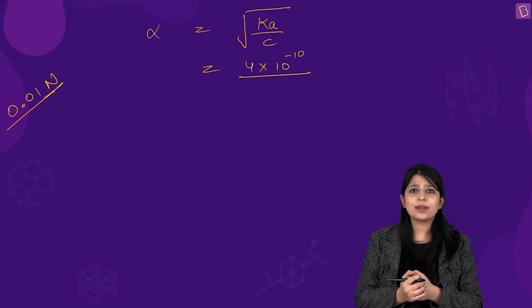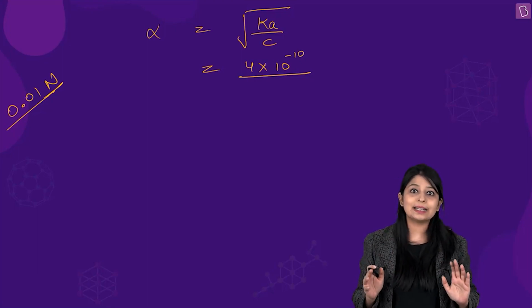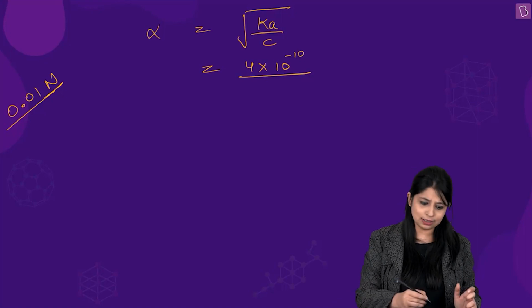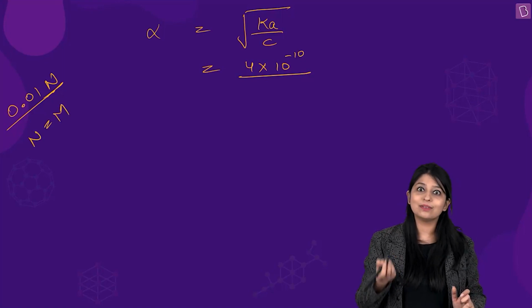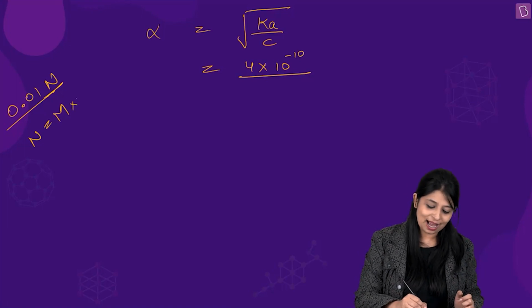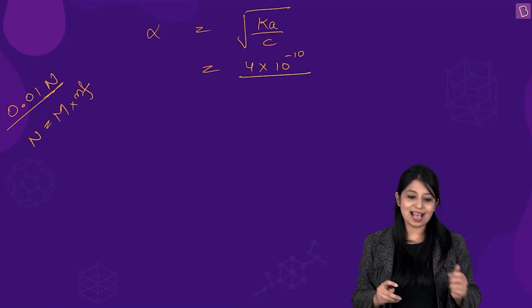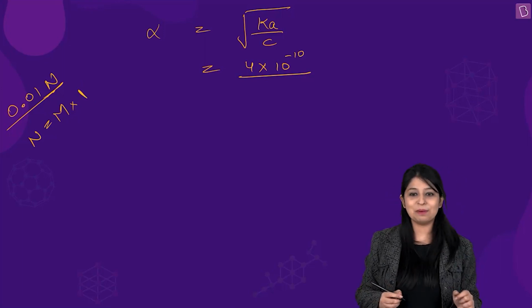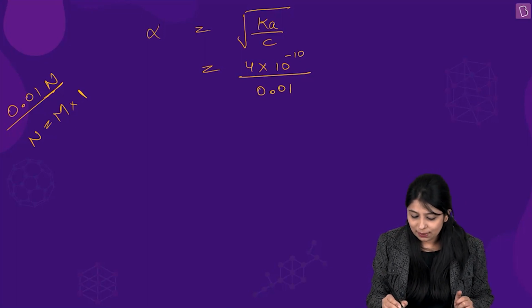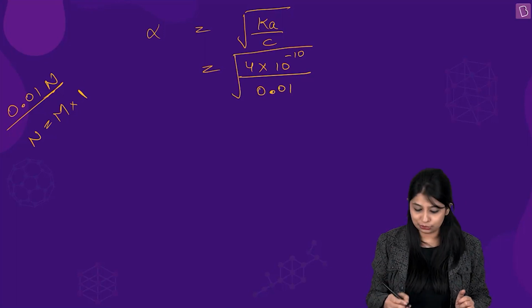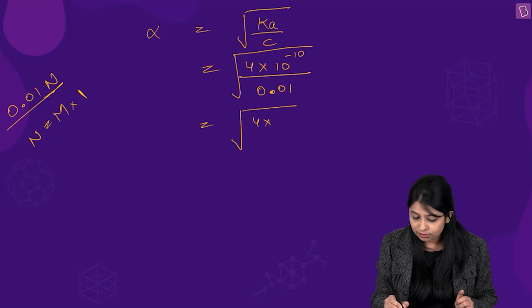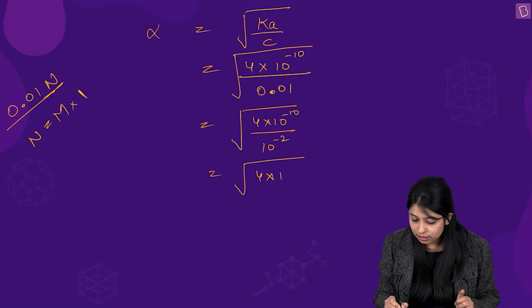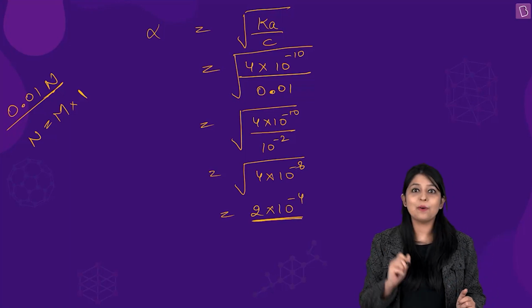Usually we take concentrations in these questions in terms of molarity. And since it's a monobasic acid, the normality will be equal to molarity. Why? We know normality is equal to molarity into N factor. But for monobasic acid, the N factor is equal to 1. So normality is equal to molarity. So here it would be divided by 0.01 and under root. So this is under root of 4 into 10 raised to the power minus 10 divided by 10 raised to the power minus 2. This comes out to be 4 into 10 raised to the power minus 8, that is 2 into 10 raised to the power minus 4. This is the value of alpha.